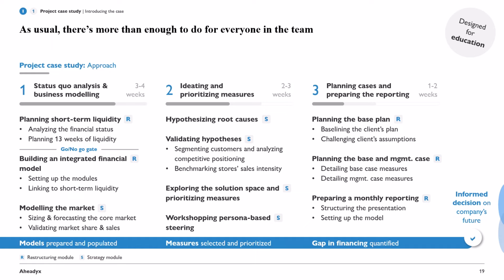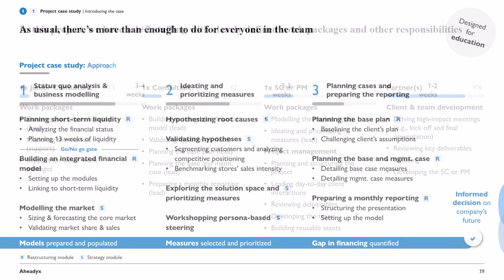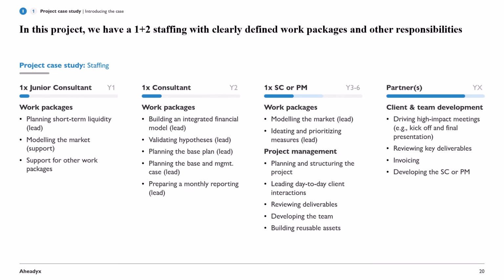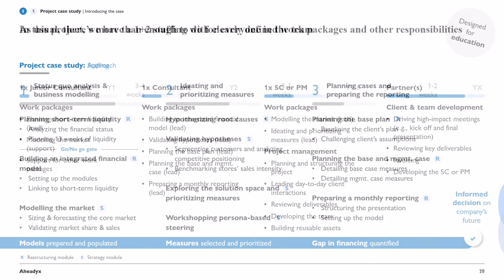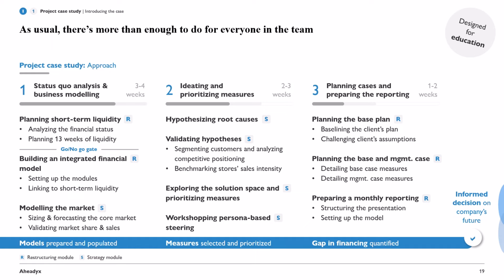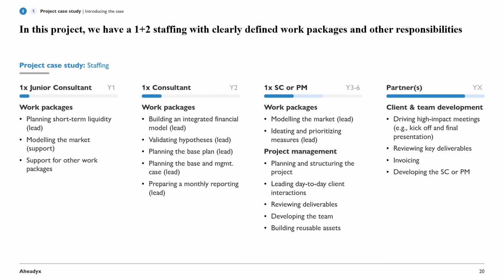The second phase is all about ideating and prioritizing measures to turn around a business. And here the senior consultant is going to be in charge of the overall phase, but the consultant really is going to take on a lot of responsibility as well here. And the junior consultant is going to support this. In phase 3 then, which is about quantifying the measures, the consultant again will work quite independently with little oversight from the senior consultant. And that's pretty much it.